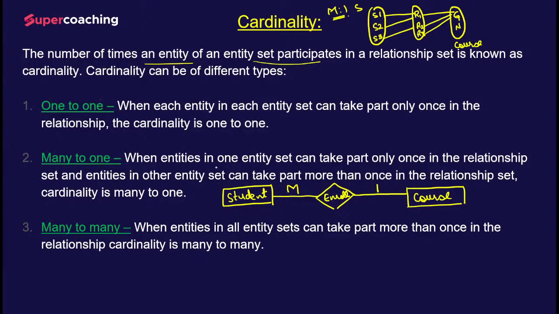So when entities in one entity set can take part only once in a relationship set, and entities in the other entity set can take part more than once, here they are taking part more than once in the relationship set, then cardinality is many to one. Similarly, we do have one to many, like one manager is managing n employees. Okay, one to one, like there is one manager for each department.